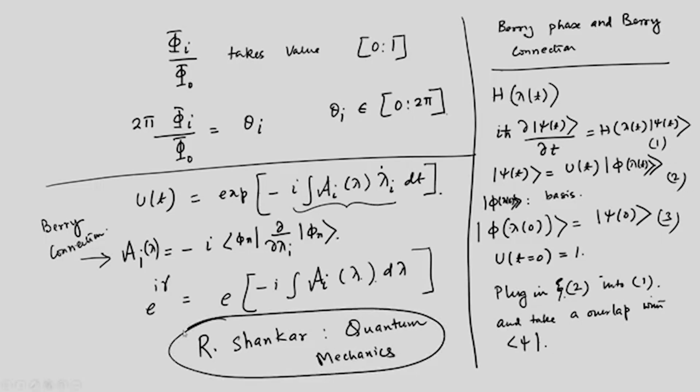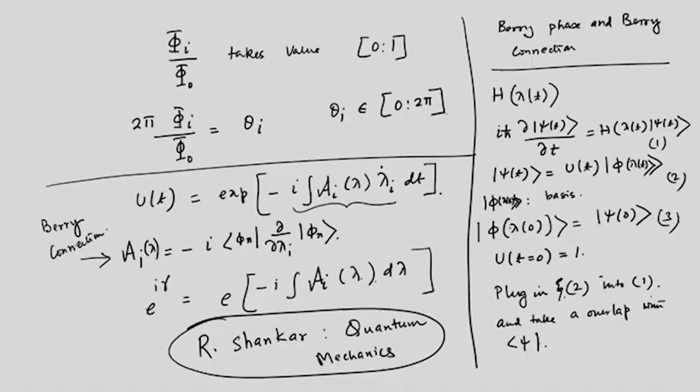In fact, this Berry connection is like a vector potential, and if you take the curl of that, it gives you a quantity which is called the Berry curvature, and this Berry curvature, when you integrate over the entire Brillouin zone, gives you the topological invariant, namely the Chern number. All right. Then of course, we are nearly done.